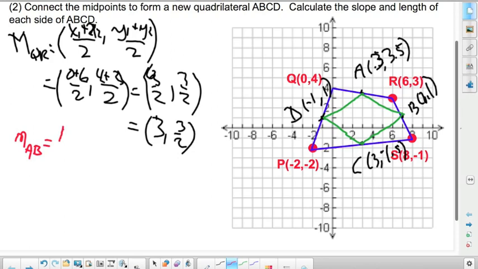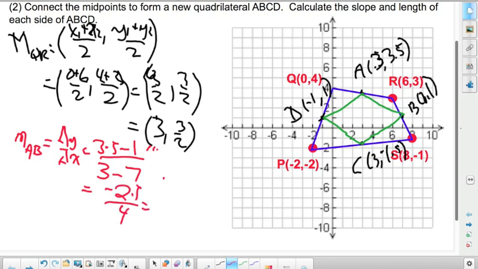So the slope of AB is delta y over delta x, 3.5 minus 1 over 3 minus 7. That gives me negative 2.5 over 4, negative 0.625. Okay. So we do the slope of DC, and we should find the same slope.